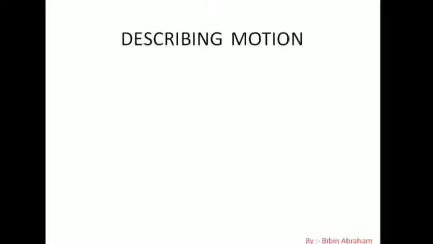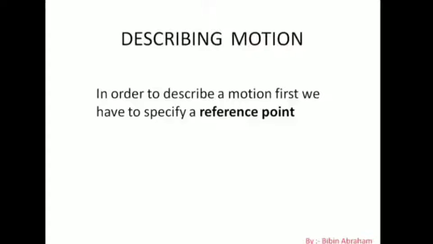Now describing motion. If you want to describe a motion, the first and foremost thing is that you have to specify a reference point. In order to explain that, let's read this out. In order to describe a motion, first we have to specify a reference point. Now, what is a reference point? A reference point is that point from which we have started measuring, right?